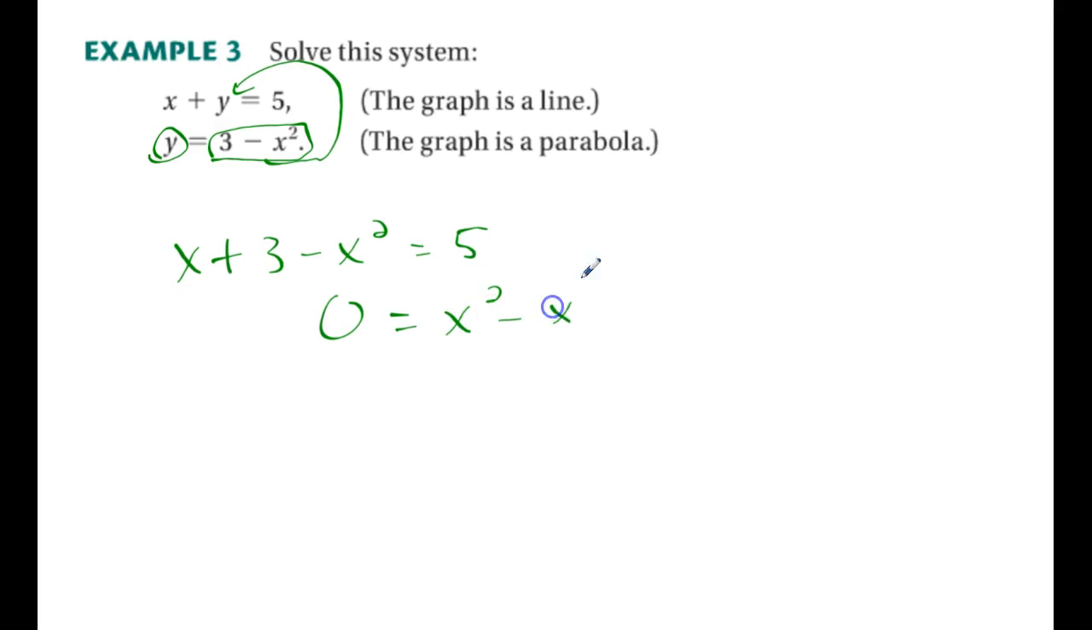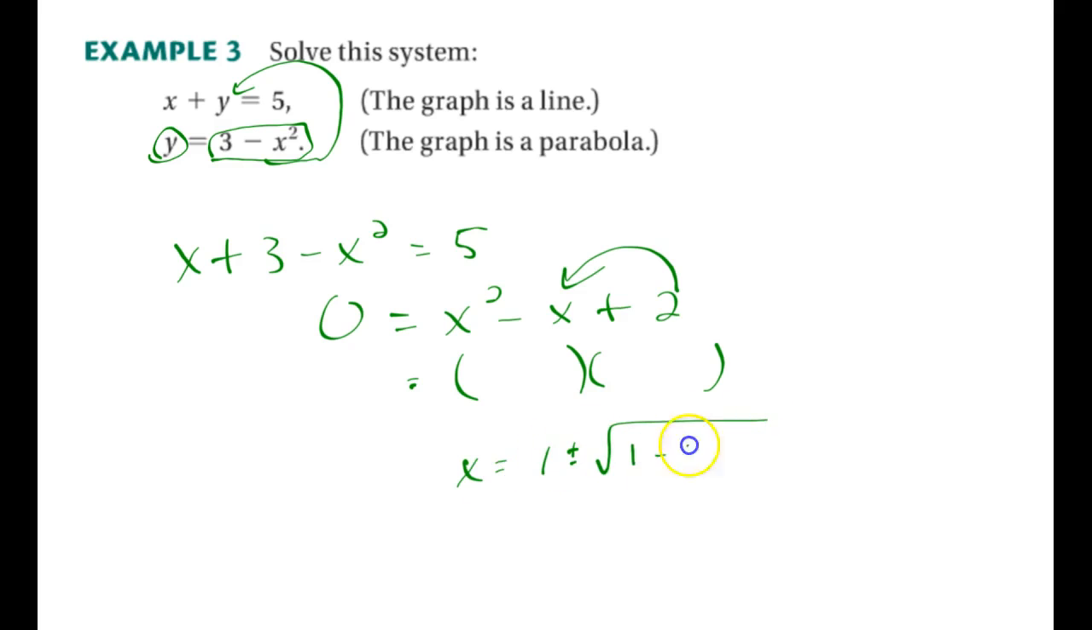x squared minus x plus 2, and then I'd try to factor it, but there are no factors of 2 that add up to 1. Now that doesn't mean that there's no solutions, because they may not be rational solutions. So you'll actually have to check the quadratic formula. x is equal to negative b plus or minus the square root of b squared minus 4 times a times c, all divided by 2 times a.